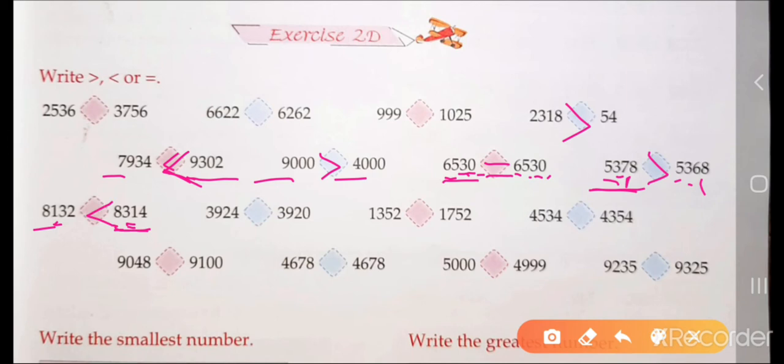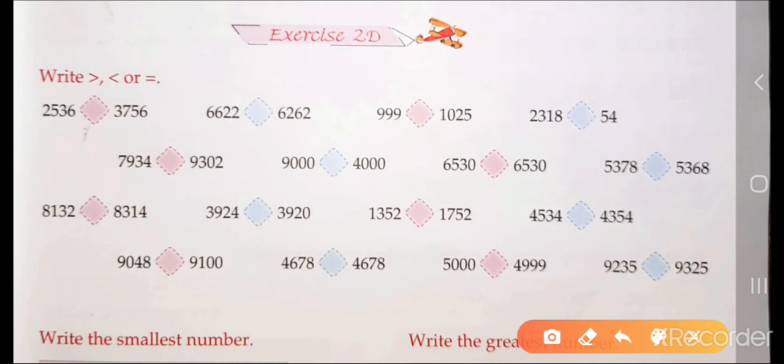Again this is 2 and this is 3. Thousands place and hundreds place are also equal. Tens place is also equal to 2, but ones place is not equal. So which one is greater? 4 is greater than 0. So put this symbol. Okay.